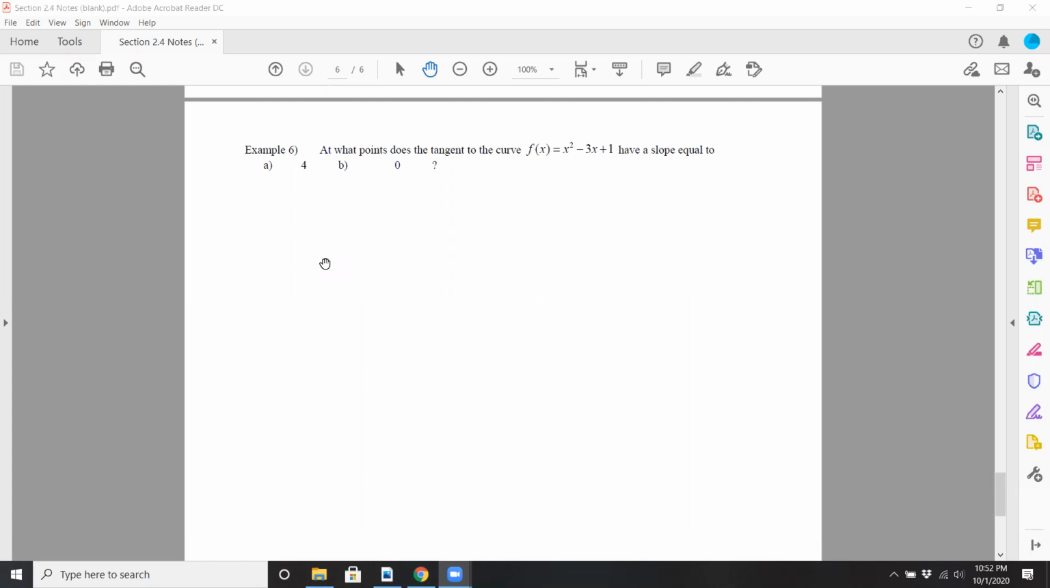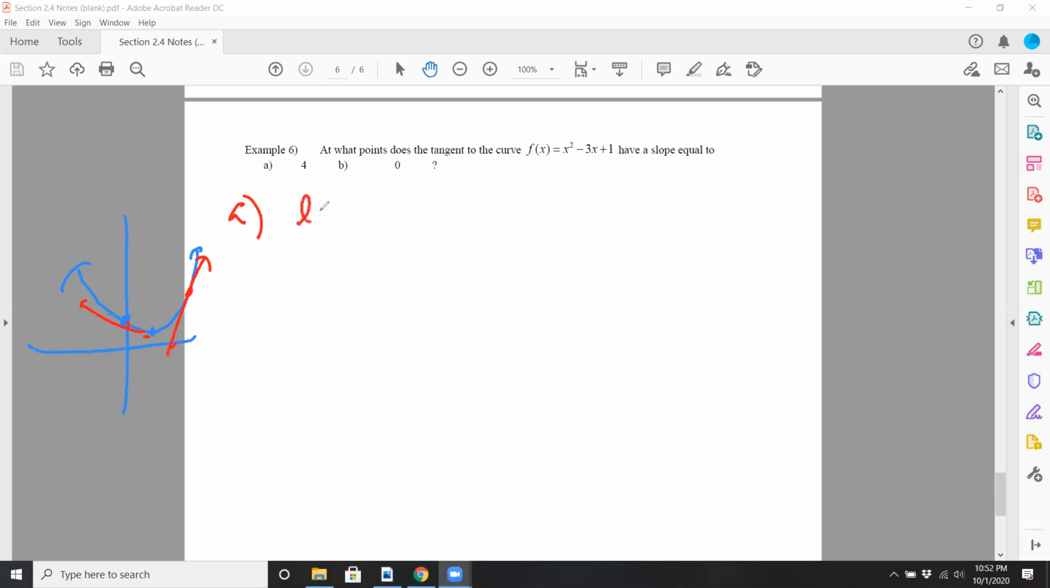Now, this is a parabola. I think the y-intercept is 1. I believe it's going to kind of look like this, but not 100% sure. So anyway, we kind of expect at 4 to have a positive slope, at 0 probably a negative slope. But here you're given the slope, right? And you want to find at what point the tangent to the curve has those slopes. So let's look at part A.